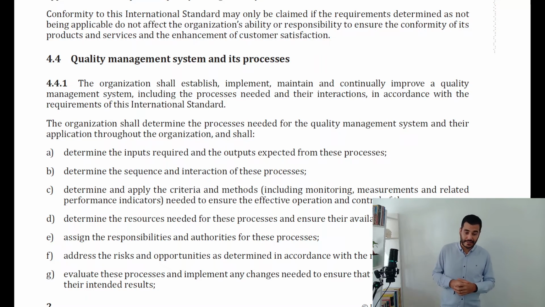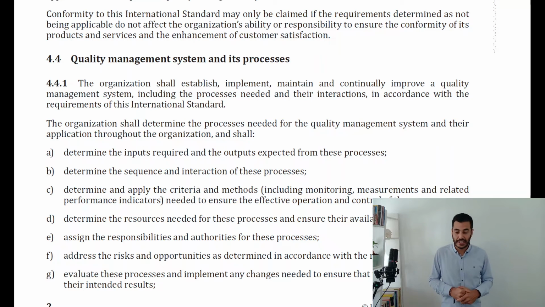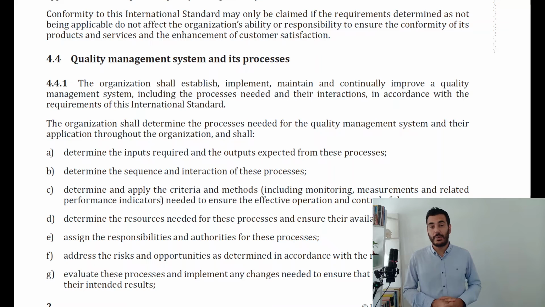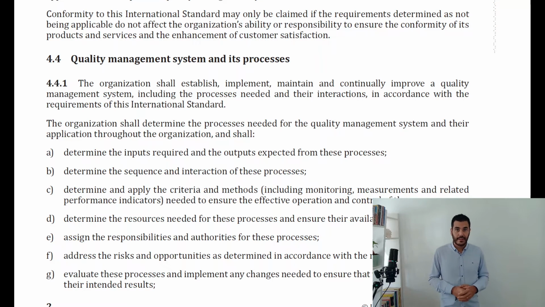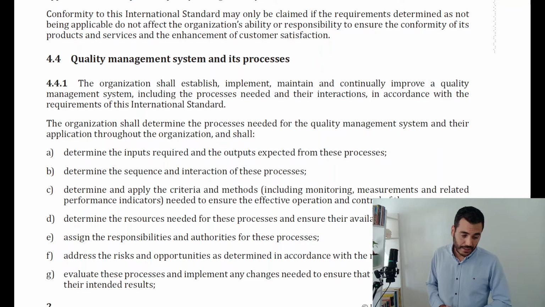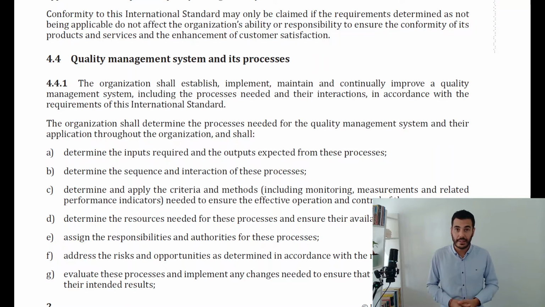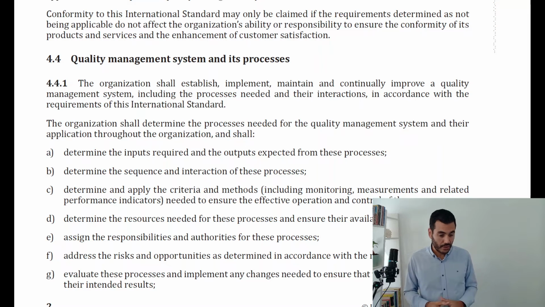Determine and apply the criteria and methods, including monitoring, measurements, and related performance indicators needed to ensure the effective operation and control of these processes. Apart from being discussed in clause 8, there is an actual section within the standard which is performance evaluation, okay? So once again, this is being mentioned. Section D within this list talks about determining the resources needed for these processes and to ensure their availability. Clause 7 talks about resources.